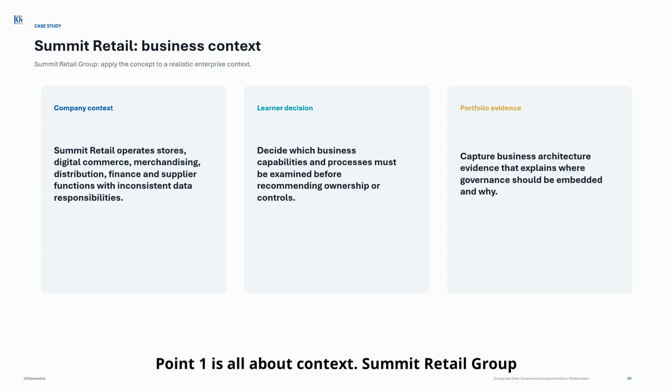Point 1 is all about context. Summit Retail Group operates physical stores, digital commerce platforms, merchandising, distribution, finance, and supplier functions, and they currently do this with heavily inconsistent data responsibilities. Point 2 is the decision phase. You must decide which specific business capabilities and processes must be examined thoroughly before you start recommending any ownership changes or new controls. Point 3 focuses on evidence. You need to capture business architecture evidence that clearly explains where governance should be embedded and exactly why.